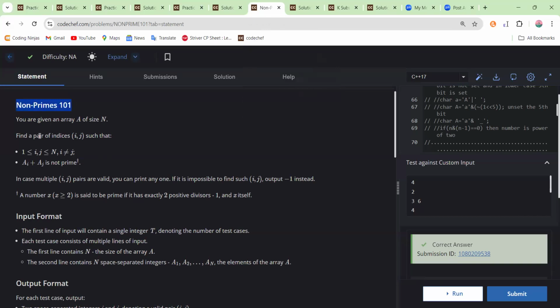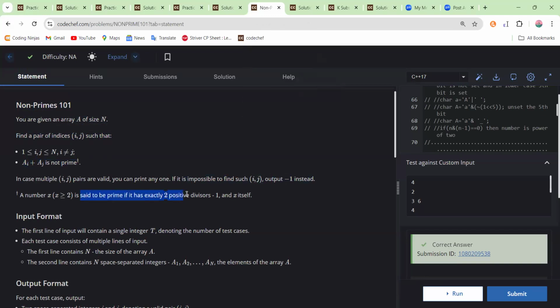So non-primes 101. You are given an array A of size n. You need to find a pair of indices i comma j such that ai plus aj is not prime. In case multiple i comma j pairs are valid, you may print any one. And if it is impossible to find such i comma j, simply output minus 1.